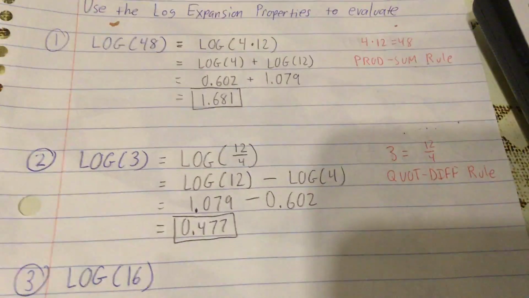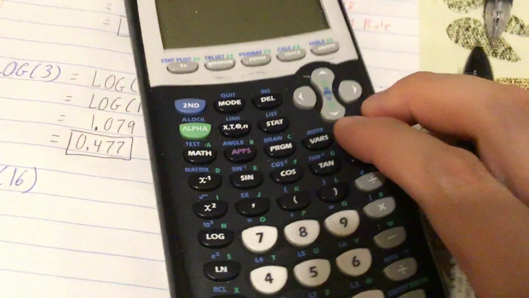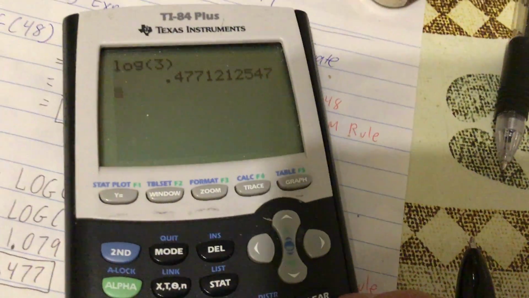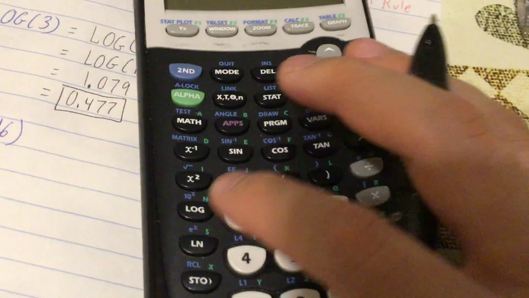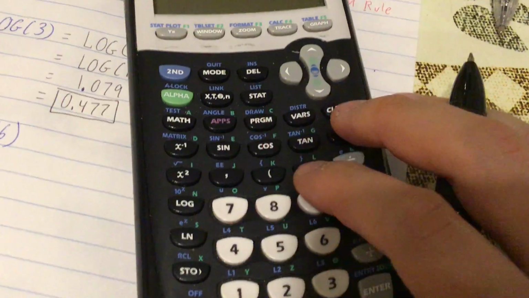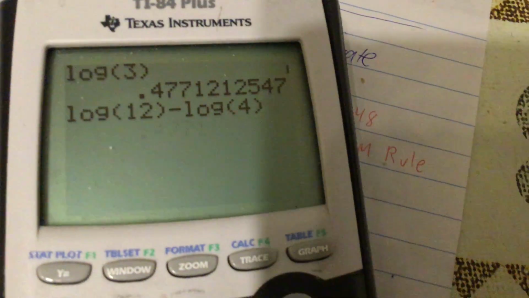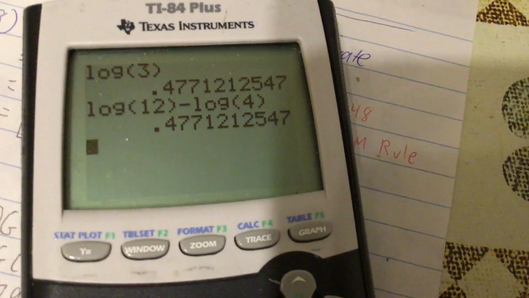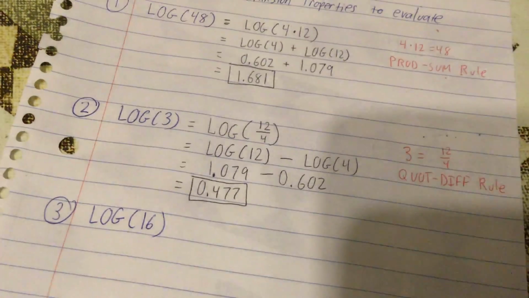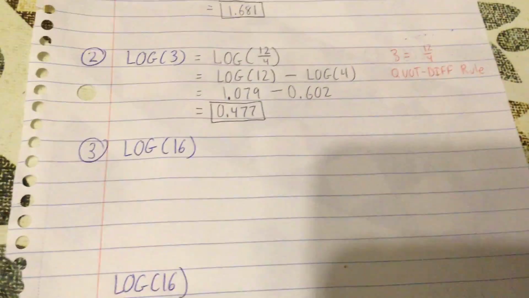Just to check my work, what is log of 3 in the calculator? There you go. I'm going to show off even more. Log of 12, close the parentheses, minus log of 4, close the parentheses. There you go. The quotient difference rule works. Division on the inside results in subtraction expanded.